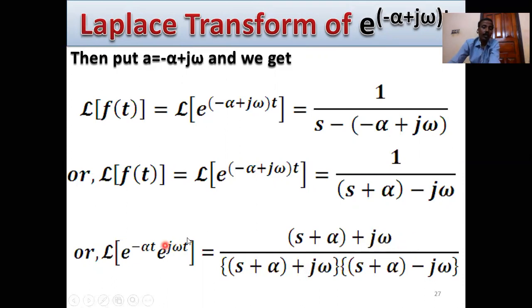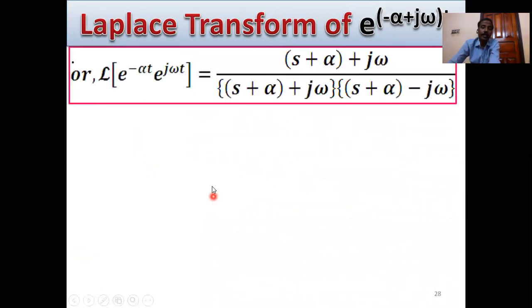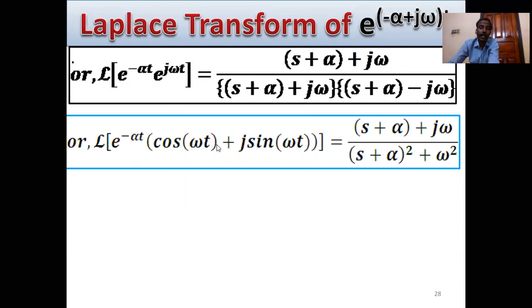Then split again left hand side and right hand side. Left hand side, for this function, by De Moivre's theorem, cos omega t plus j sin omega t. For the right hand side, a plus b into a minus b gives a square plus b square, and numerator s plus alpha plus j omega. Then split real and imaginary part. This is the real part and this is the imaginary part.